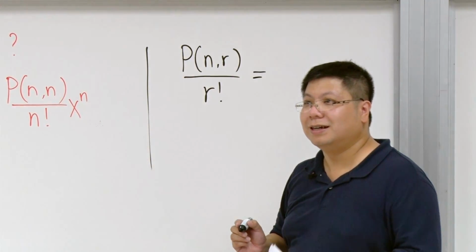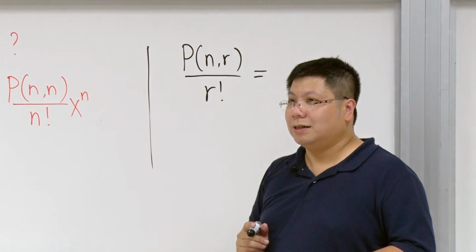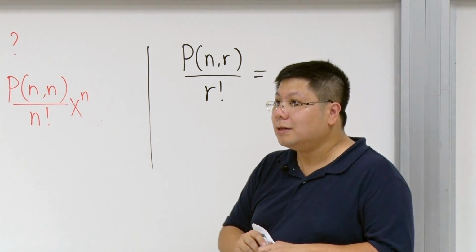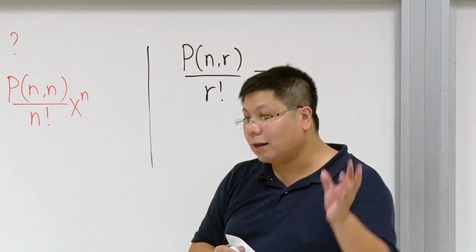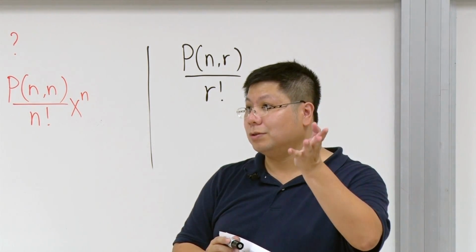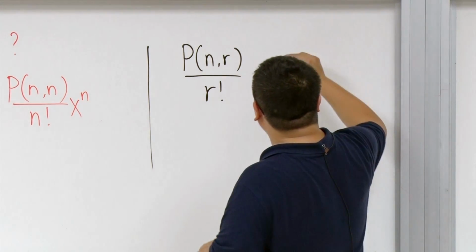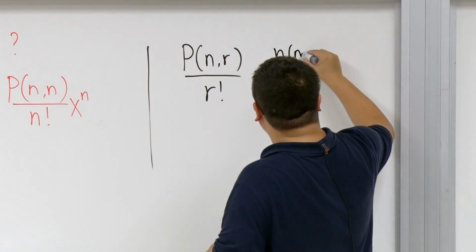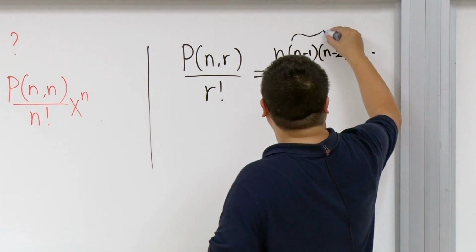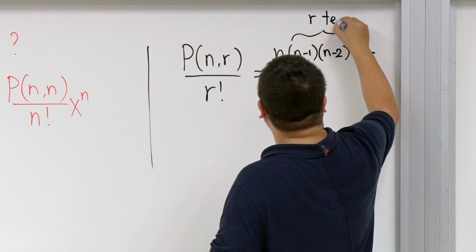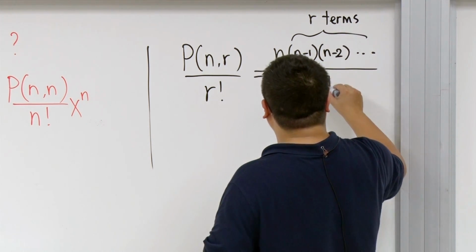What is P(n,r)? What is P(n,r) divided by r factorial? P(n,r) is the number of ways to choose r objects out of n objects. So it is n times (n minus 1) times (n minus 2), and so on, taking r terms in total. And then you want to divide this by r factorial.